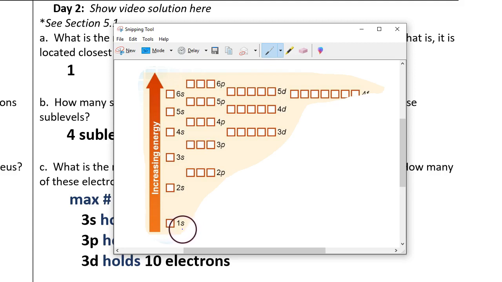So to find the maximum number of electrons in principal level 3, find all of the sublevels that have a 3 in the name, and consider that each of the little boxes can hold 2 electrons. 2, 4, 6, 8, 10, 12, 14, 16, 18 electrons would fit in principal level 3.